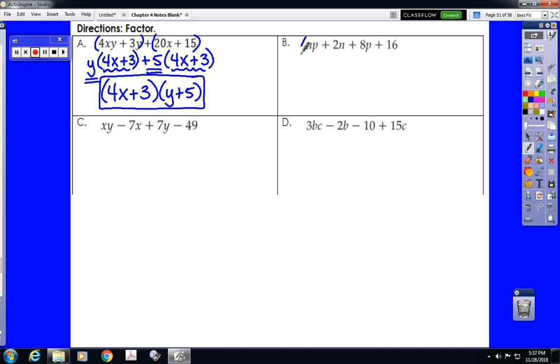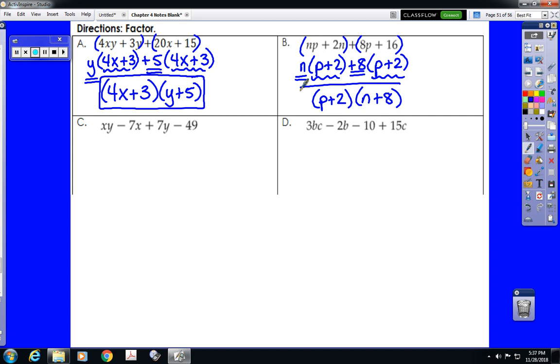On the next problem, we would group again the first 2 and the second 2. Here we have a greatest common factor of n. When we factor that out, we're left with p plus 2. Here we have a greatest common factor of 8. So we would factor that out and again end up with p plus 2. It's extremely important that these are the same binomial. So then we factor that binomial out, p plus 2, which leaves behind n plus 8, which is the factored form of that polynomial.